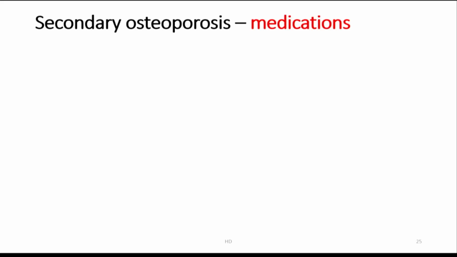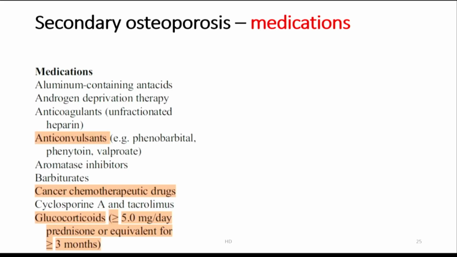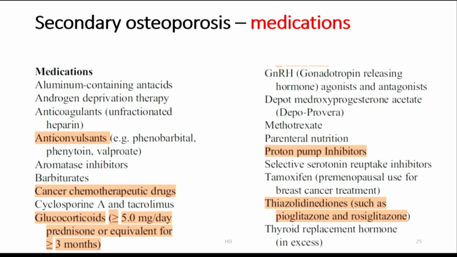Now coming on to the medications that are related to osteoporosis. Antacids, proton pump inhibitors, cancer drugs, anticonvulsants, pioglitazone, and most important out of this is glucocorticoids. Long-term use of glucocorticoids, in a dose of even prednisolone more than 5 mg, if used for more than 3 months, can lead to loss of bone mass.